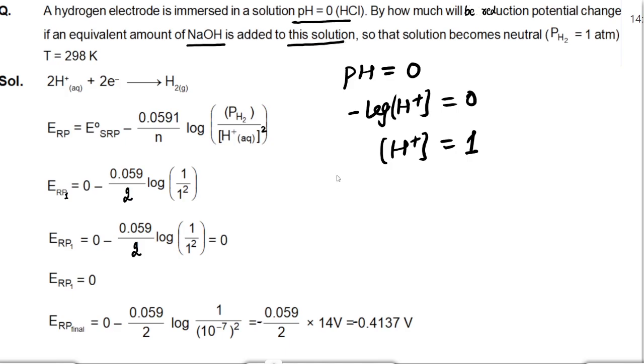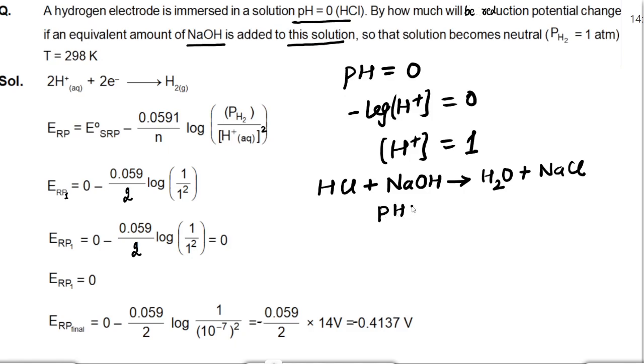Tell me. In HCl, we add an equivalent amount of NaOH. Then what do we get? H2O and NaCl. And now what is the pH of the solution? Yes, beta. It is 7 because the solution becomes neutral. Am I right?